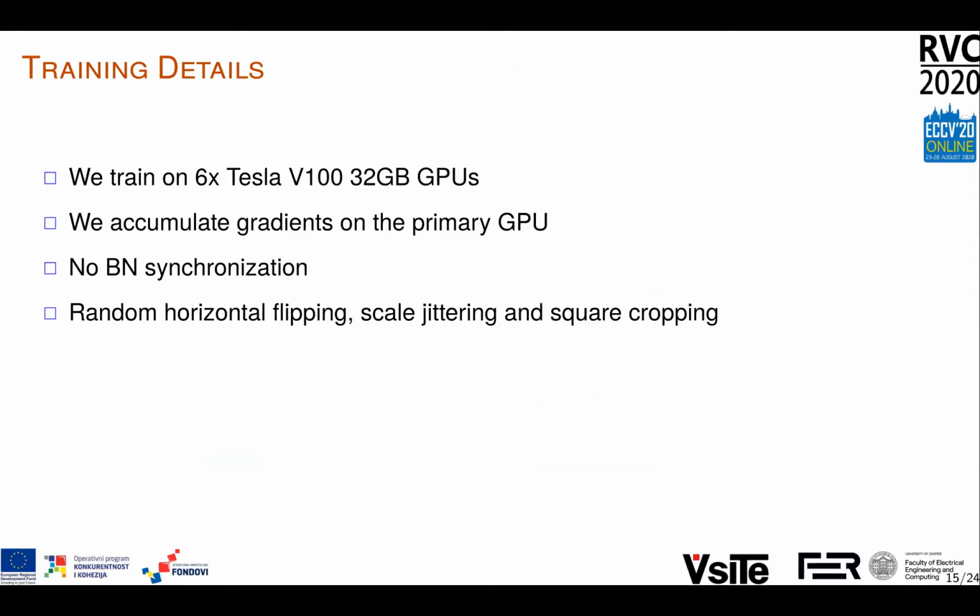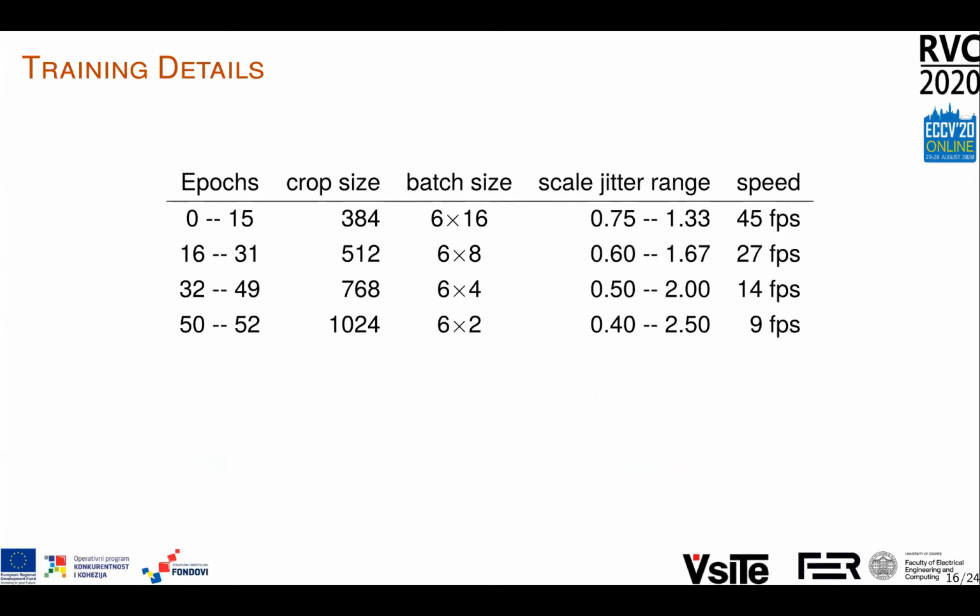For augmentation, we use horizontal flipping, scale jittering, and square cropping. This table presents some hyperparameters which were modified during training for faster convergence. We gradually increase the random crop size and make the batch size smaller to keep the memory same. We also increase the scale jittering range for each random crop. On epoch 50, we freeze updating of BN statistics, reset Adam moments, and train using 1024 by 1024 crop size.